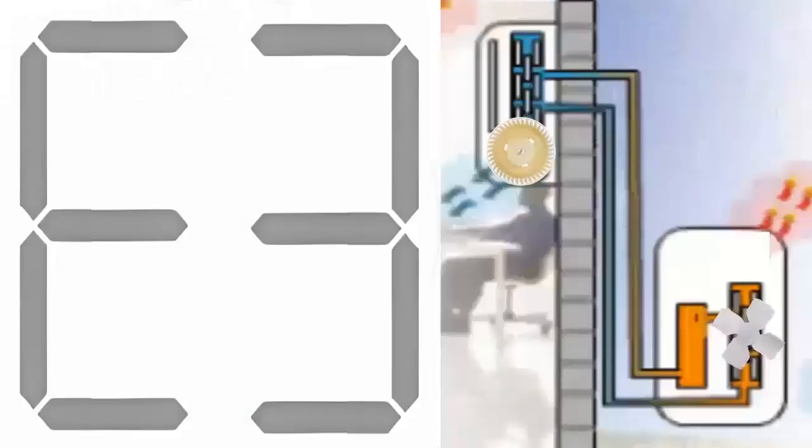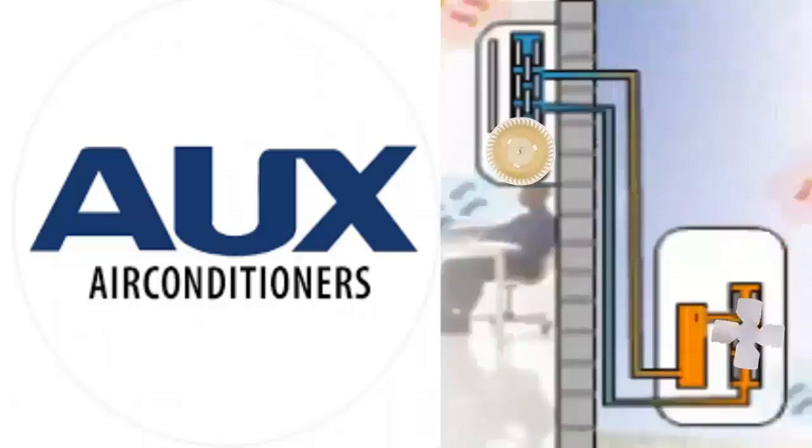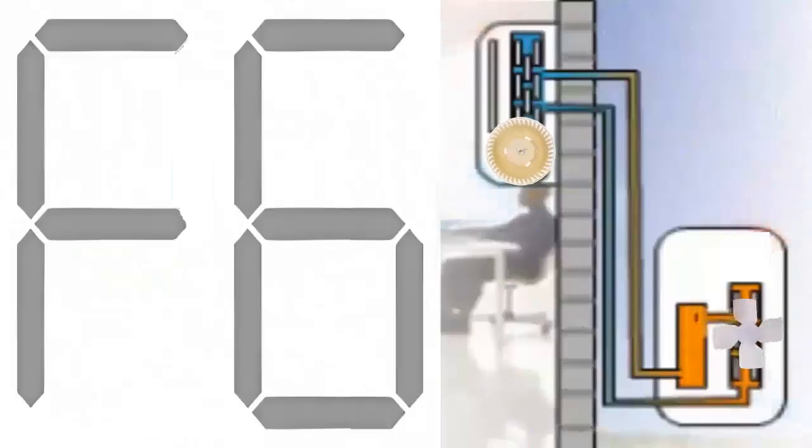Error code F6. This refers to the sensor located in the outdoor unit, responsible for measuring the air temperature drawn in by the outdoor unit's fan to average the outdoor ambient temperature.